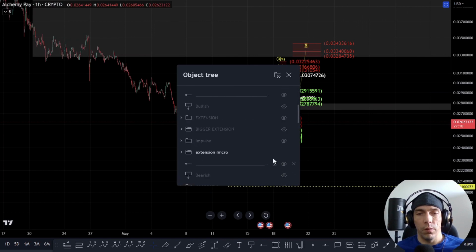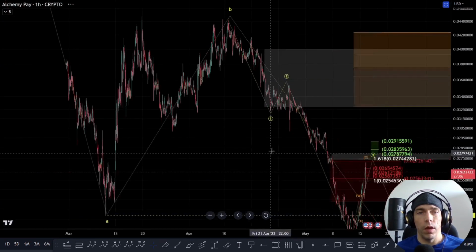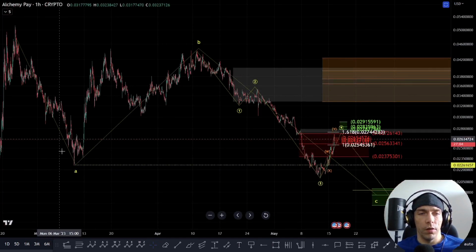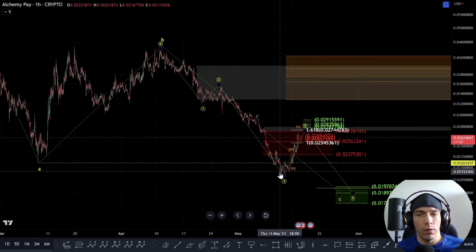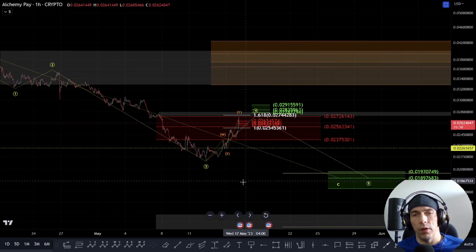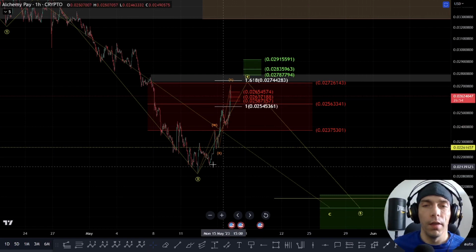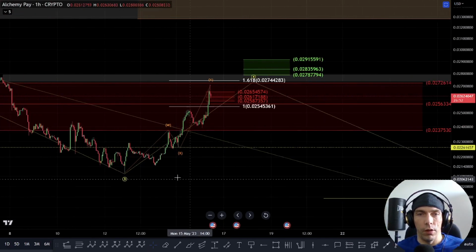Now, what I'm thinking is going to actually play out here is that we are still within a corrective structure here. So I'm looking at this as A, B, and C. So those other counts are possibilities, but I want to see whether this one actually maintains. First, this would be my primary count, looking for the possibility that we could actually see continuation to the downside here.